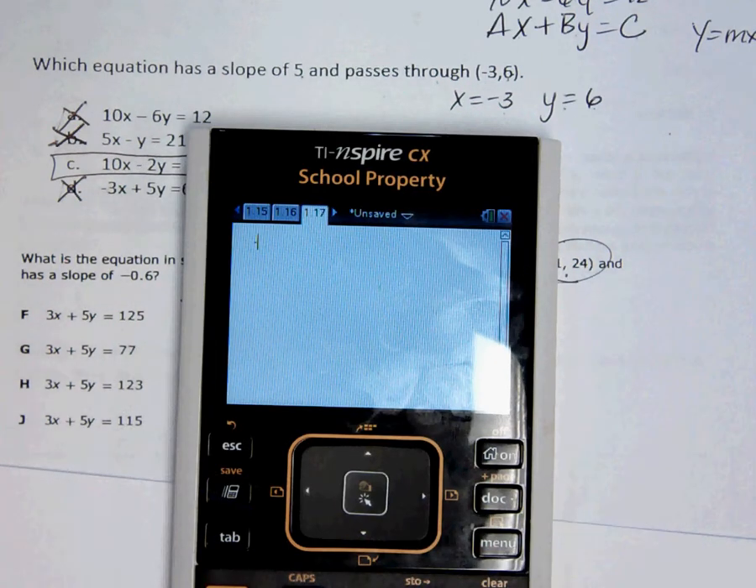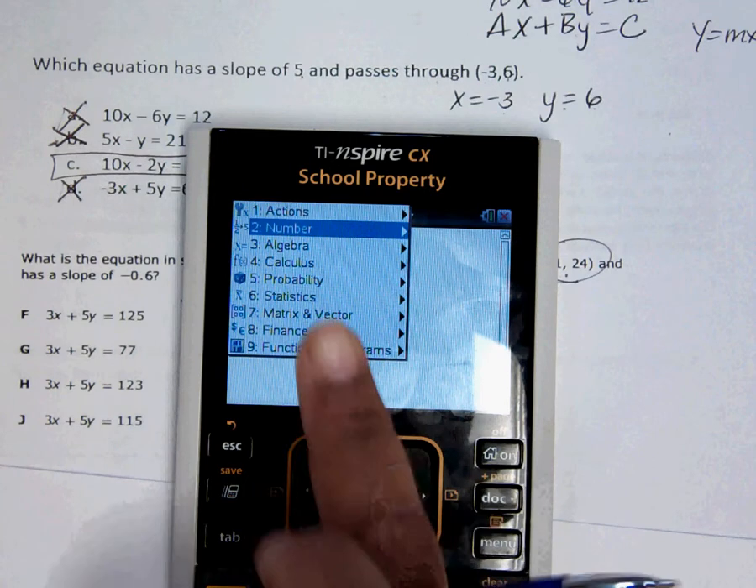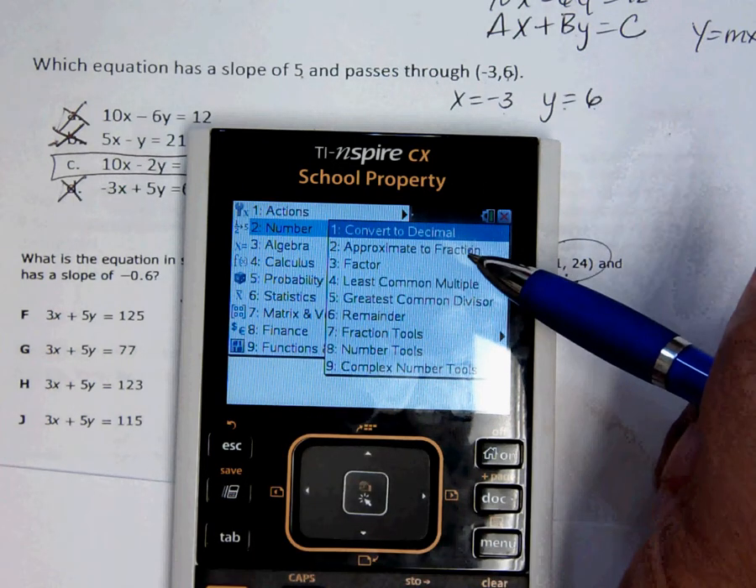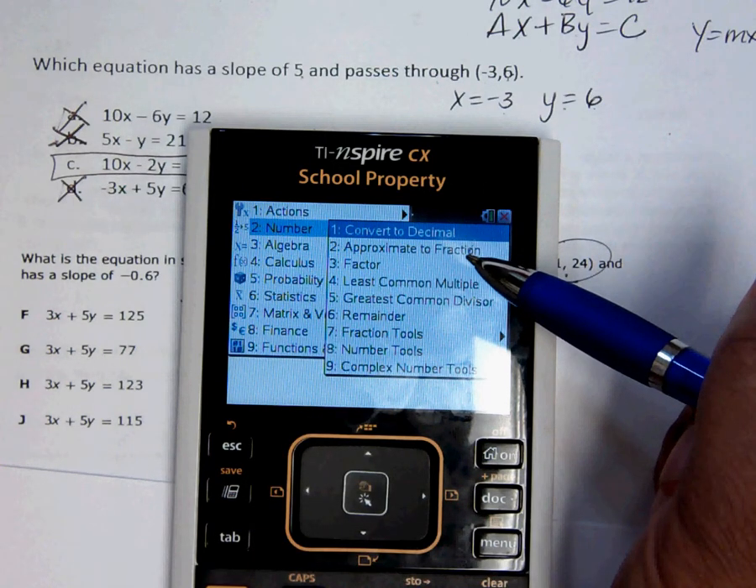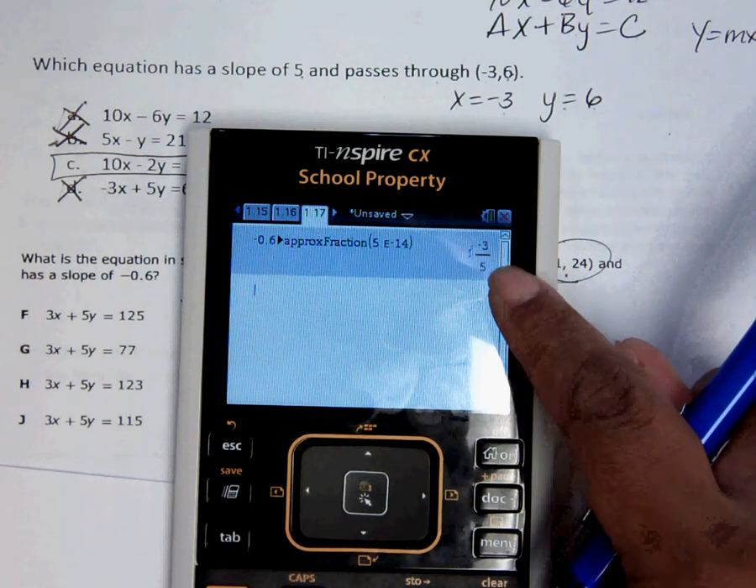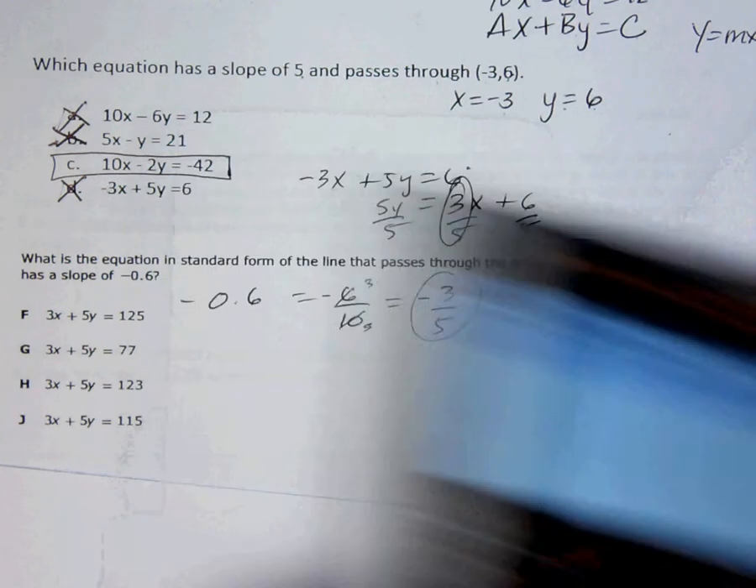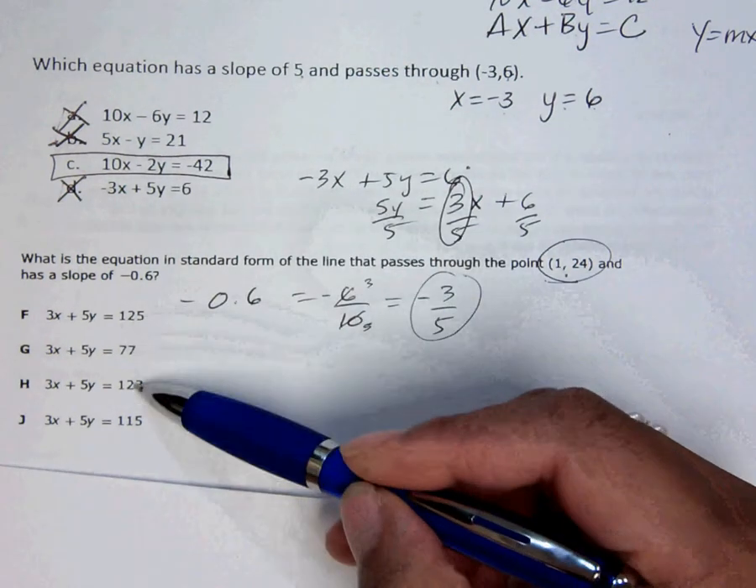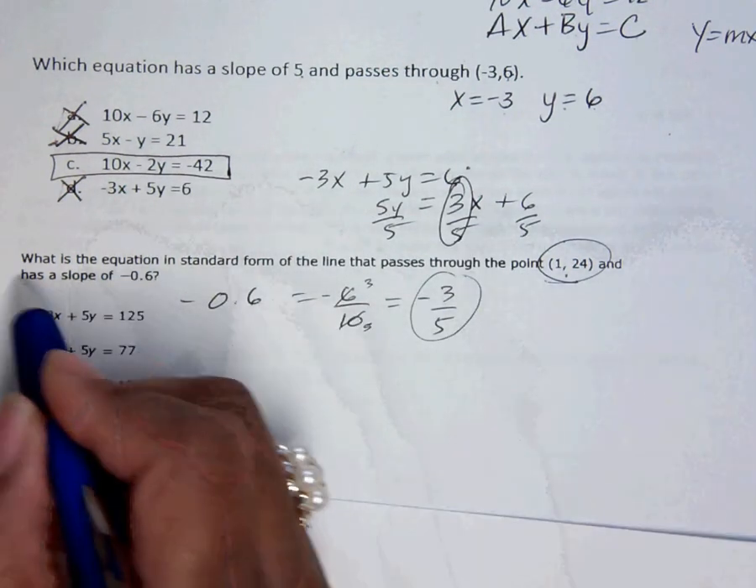What can I do so that I can still get from this decimal to this fraction? Well, if you type in negative 0.6 and then hit menu and go down to number, it says approximate to fraction. So that's menu 2, and it'll give you the negative 3/5 that way. So you're looking for a slope of negative 3/5.